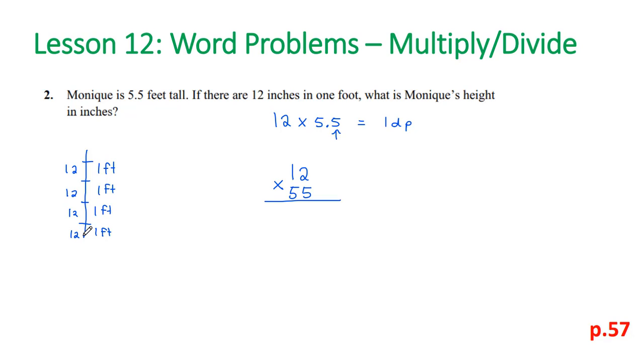So I'm going to go ahead and solve this now. We're going to have 10 here, 60, and a 0, and 10, and 60. And so that will end up 660, but remember we have 1 decimal place, so we're going to pop our decimal place in from the right. So our answer is 66. So her height in inches is 66 inches.